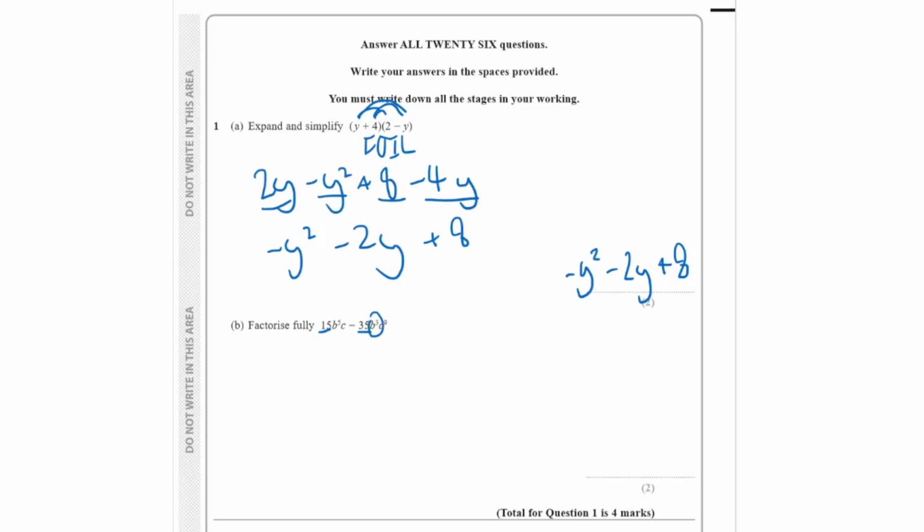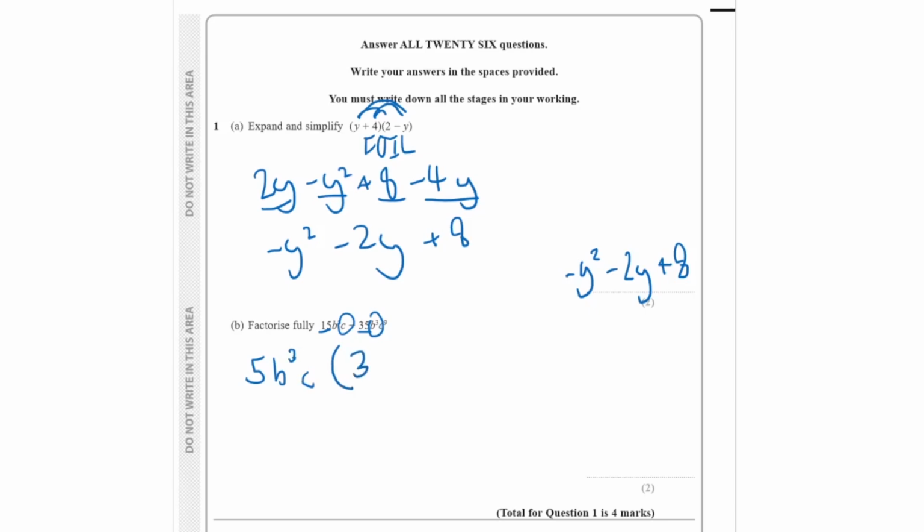And c to the power of 1 and c to the power of 9, we'll just take c to the power of 1 since it's the smaller one. So here we have 5b to the power of 3 times c. Now, 15 divided by 5 is 3.